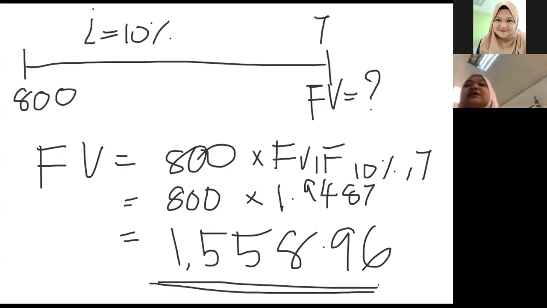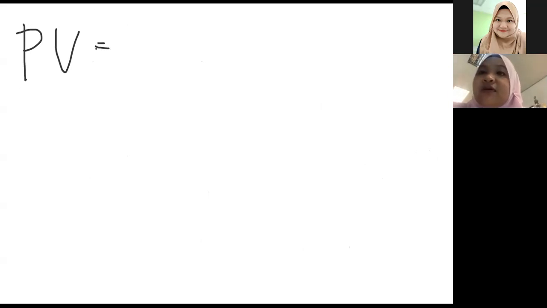Okay, so you will get the same answer. So this is how you're going to calculate future value. All right, now how to calculate present value. In order for you to calculate present value, you need to know the future value. Present value, the formula is future value divide with 1 plus I to the power of n.